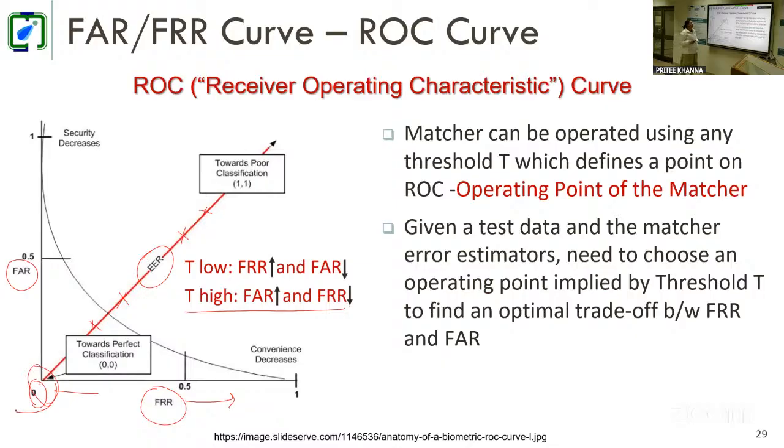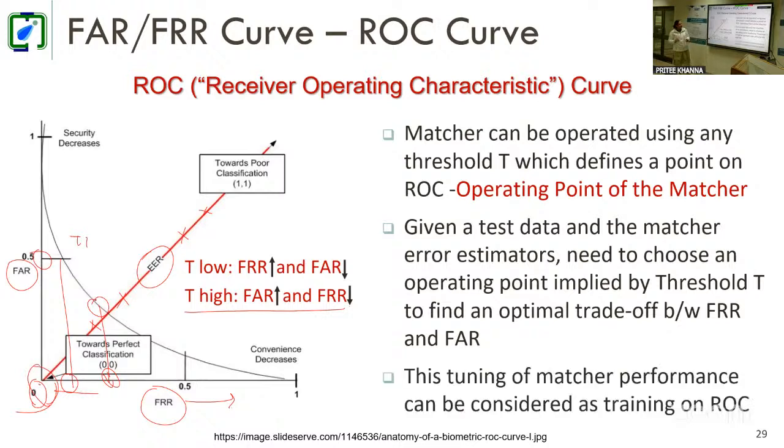Right. So here you can see that your matcher is operating on different thresholds. So you are choosing the threshold and putting the value, that is how it is being plotted. So let us say you have chosen one value of threshold T1, right? At this T1, this is your FRR, this is your FAR. Now let us say this is another threshold, this is your FRR, and this is your FAR. And that is how this curve is being plotted, right? By choosing different thresholds. Now, so tuning of the matcher performance is actually considered as training of the ROC.